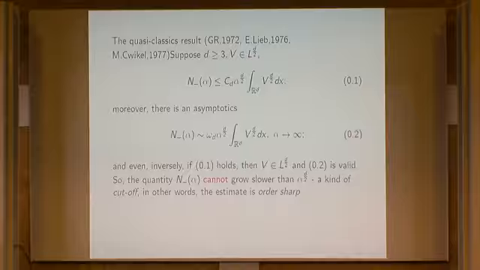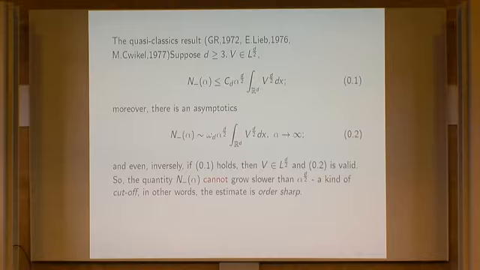So for the inverse, you mean if (0, 1) holds with some constant instead of the integral? Yes, if there is the estimate with this dependence on the coupling constant and with some number instead of the integral, then the integral must be finite.